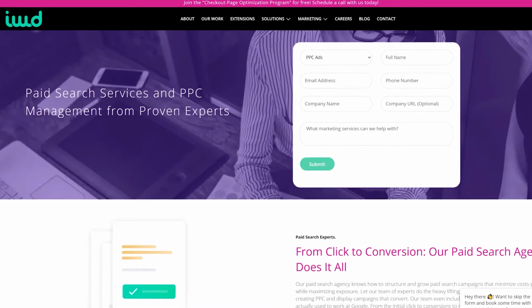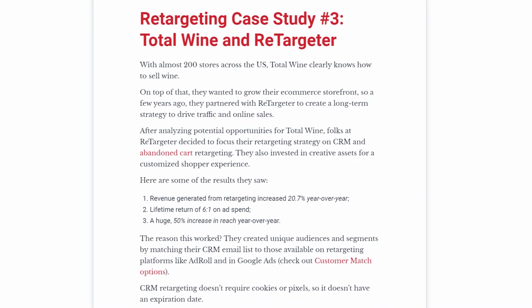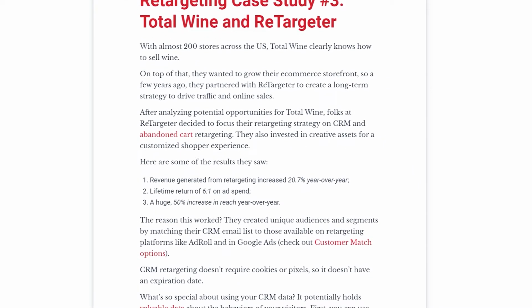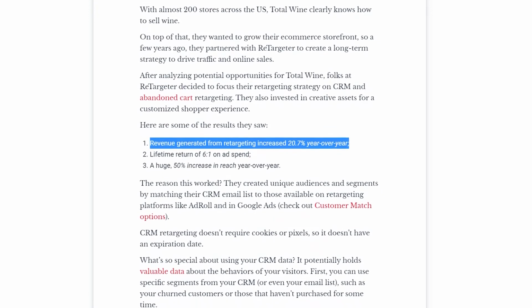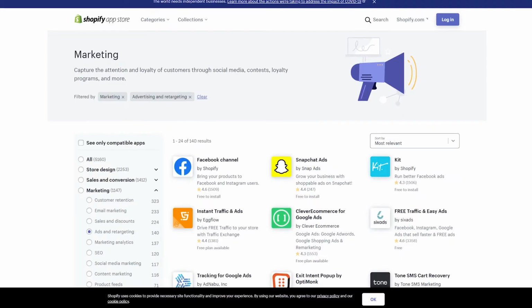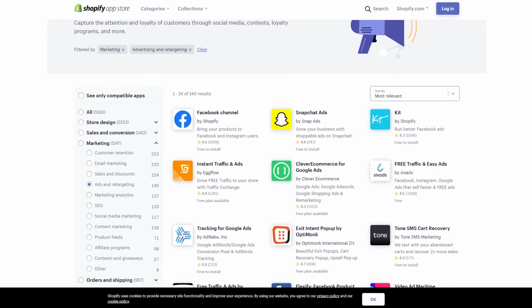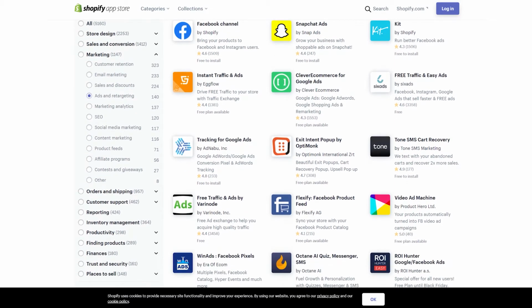If you're new to cart retargeting, let me assure you that it's worth learning the ropes, or just hiring an expert. Hint, hint. Check out these retargeting case studies if you need more convincing. As just one example, Total Wine increased its revenue by 20.7% year over year just from investing in cart retargeting. Furthermore, it's never been easier to retarget your Shopify customers thanks to Shopify-specific retargeting apps.